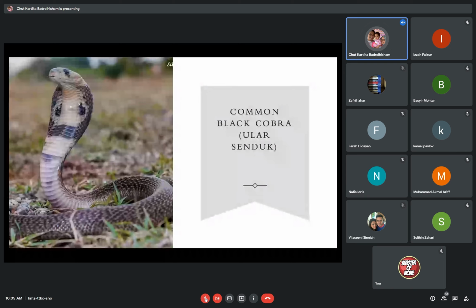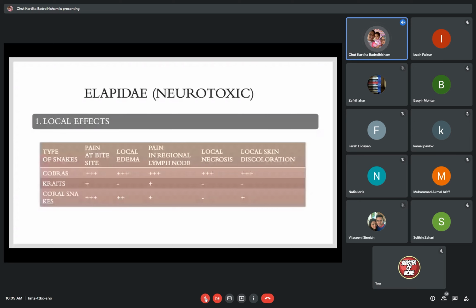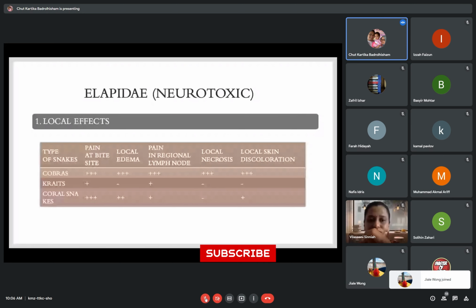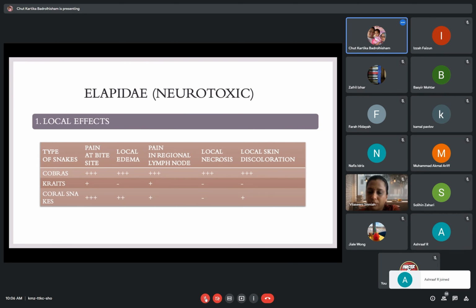So for the venomous snakes, we're going to divide it into local effects and systemic effects. For the Elapidae, the main characteristic is neurotoxic, because they have neurotoxins. So local effects in cobras, as you can see inside the table, the most profound local effect is in cobras. Cobra bites will be very tense, very painful, edematous, and also necrosis.